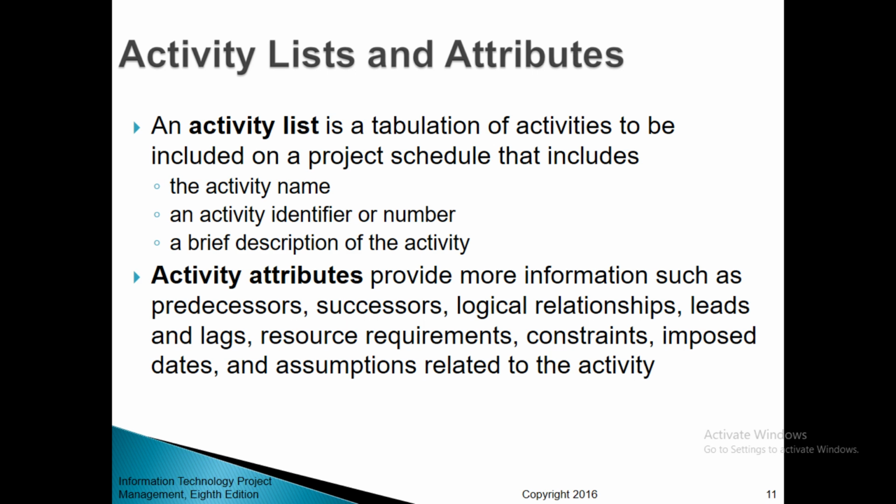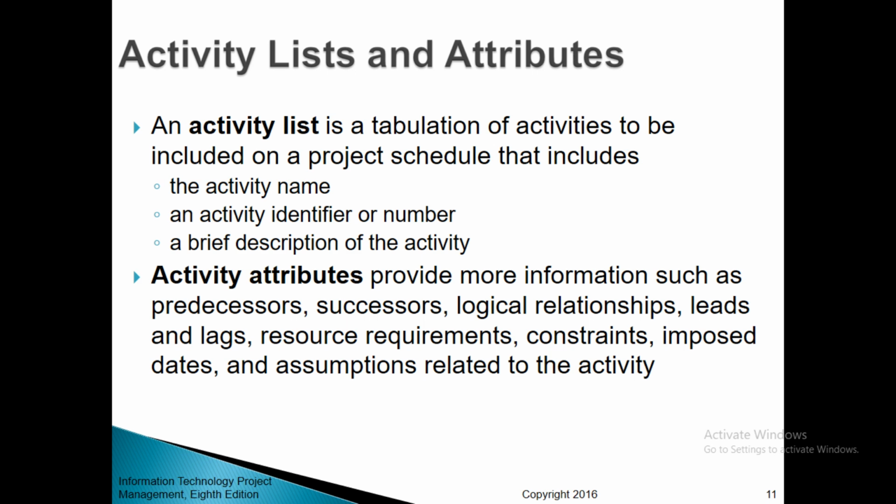Activity lists and attributes. An activity list is a tabulation of activities to be included on a project schedule that includes the activity name, an activity identifier or number, tapos a brief description of the activity. As an activity attributes provides more information such as predecessors, successors, logical relationships, leads and lags, resource requirements, constraints, imposed dates, and assumptions related to the activity.